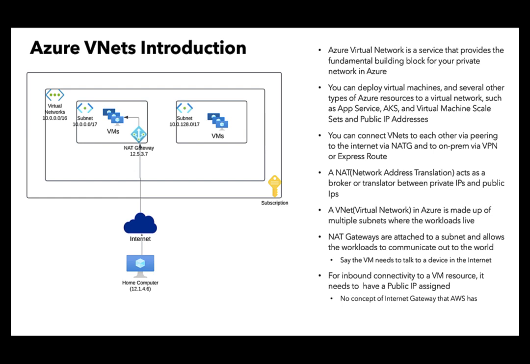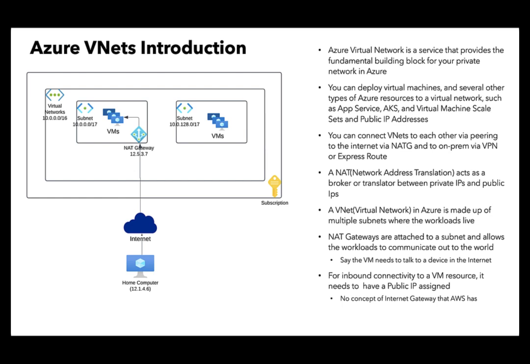So as I said, you can deploy virtual machines and several other types of Azure resources to a virtual network, such as your app servers, your Kubernetes servers, your scale sets, and so on. You can connect VNets to each other via peering, to the internet via NAT gateway, and to on-premises via VPN or ExpressRoute. The VPN provides a private connection over the internet, while ExpressRoute uses dedicated circuits, and we'll look at that later on. And as I mentioned, a NAT acts as a broker or translator between private IPs and public IPs.